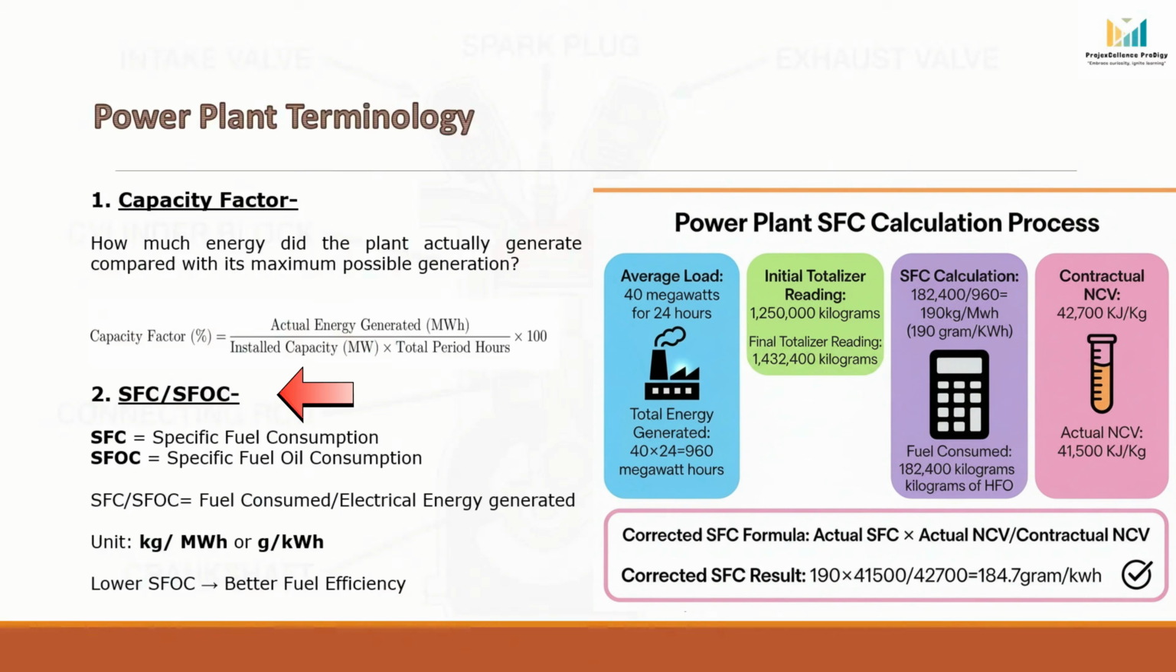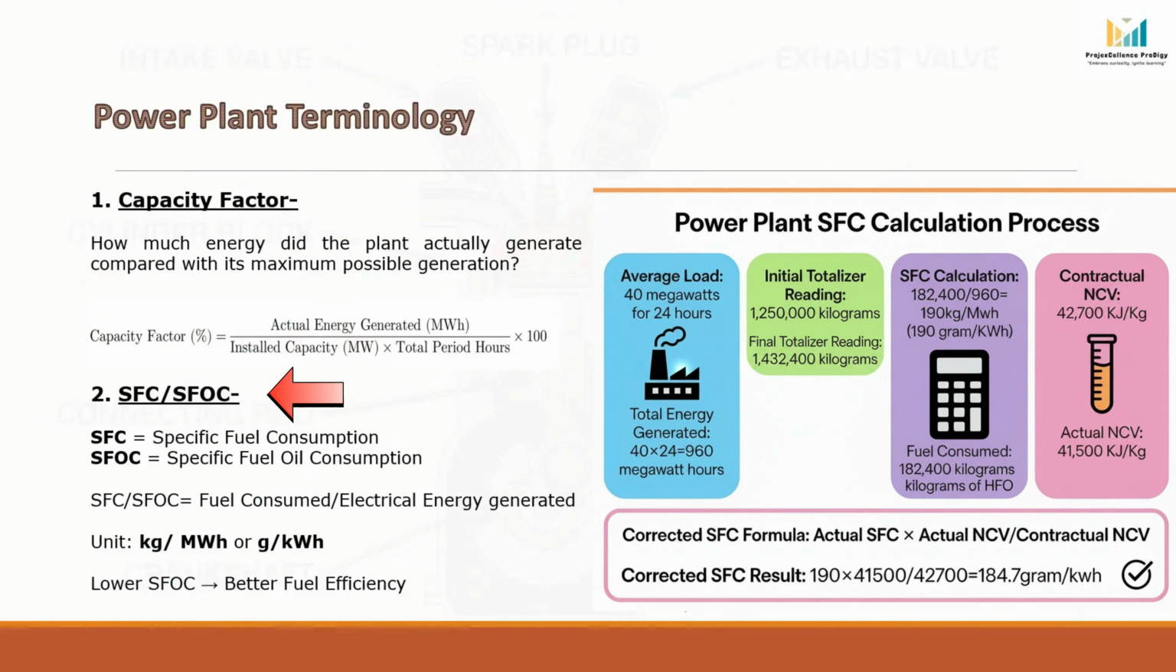Now suppose our plant operates at an average load of 40 megawatts for 24 hours. The total electrical energy generated is 40 multiplied by 24, which is 960 megawatt hours. Now the question is, how do we know how much HFO was actually consumed during these 24 hours? In an actual power plant, fuel consumption is measured through the fuel measuring system. One common method is using a mass flow meter or volumetric flow meter.